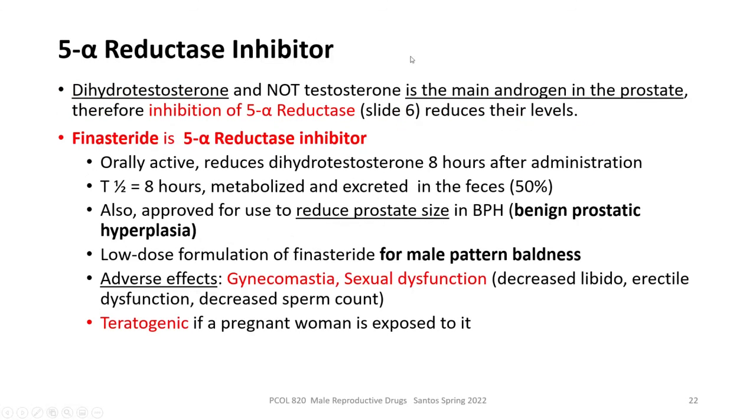Five alpha reductase inhibitor, the main representative is finasteride. If you think that dihydrotestosterone and not actually testosterone is the main androgen in the prostate, so if you inhibit 5-alpha reductase, you are reducing the levels of dihydrotestosterone, which is the main androgen in the prostate. So the indication will be as well to reduce the prostate size in benign prostatic hyperplasia.